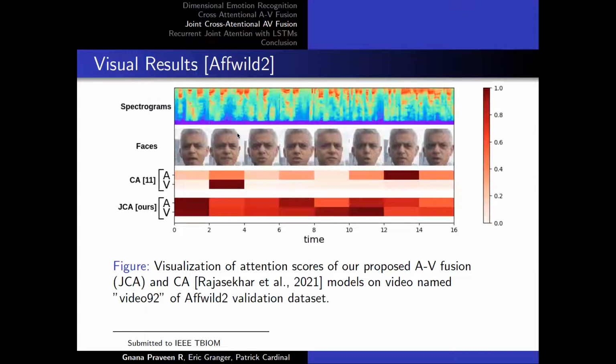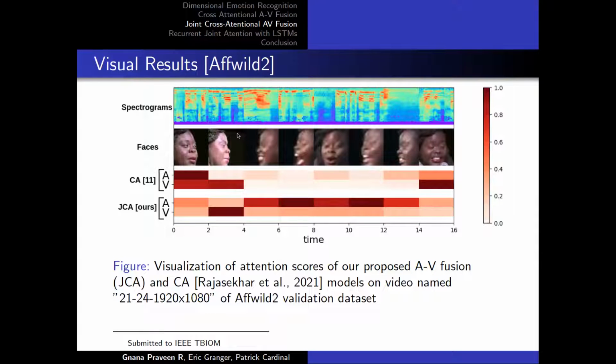We can see some more results here. So if you see here, we are able to have higher attention weights for visual modality, and even here, as he's speaking something loudly, we can see in the spectrograms also that it has a bit higher attention weights. And if you see here, though he didn't have an intense expression, cross-attention shows an intense expression, but here we are able to effectively capture that by inducing the intra-modal association also.